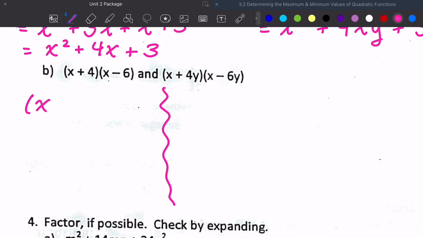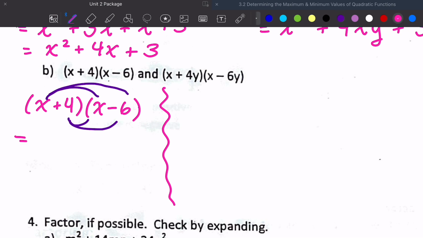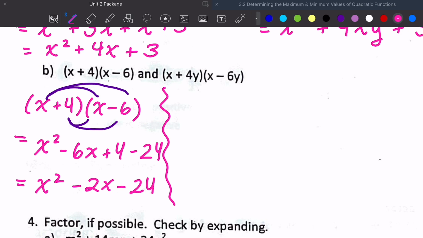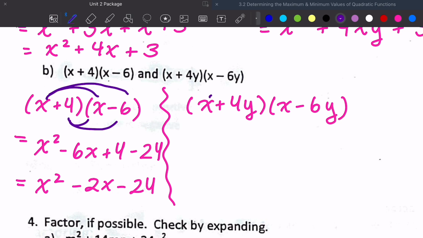My first one is just going to be what? If I do x plus 4, x minus 6, if I FOIL, what am I going to be left with? Ooh, minus 6x plus 4x minus 24, which then simplifies to minus 2x. So then if I do this one, where I've just got a y attached to my second term, it's going to look very similar to this, but you're going to notice the middle term and the last term will have y's attached to it.